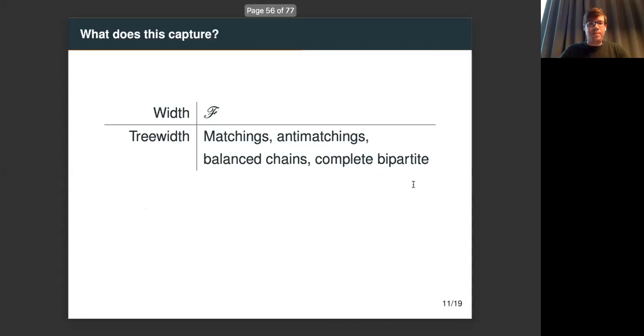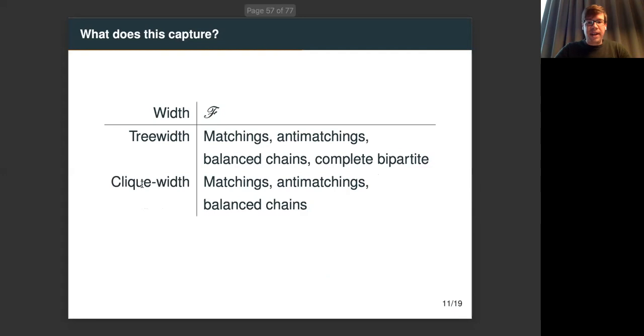Okay. So now what does this capture? We can see that asymptotically, if we take F to be the class of matchings, anti-matchings, balanced chains, and complete bipartite graphs, then the corresponding F-branch-width is asymptotically equivalent to treewidth. If we take the same graphs, but we remove the complete bipartite ones in F, then we obtain something that is equivalent to clique-width.